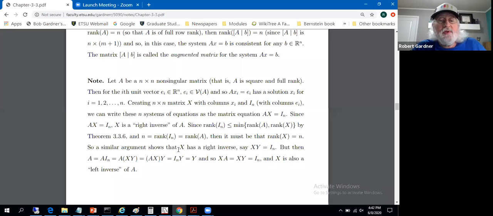So what we've shown is that if we have a right inverse of a square matrix of full rank, then that same right inverse is also a left inverse. X times A equals the identity as well. So when you have non-singular square matrices, if you have a right inverse, you have a left inverse. And we've established the existence of the inverse. We've actually just shown that non-singular means invertible for square matrices.